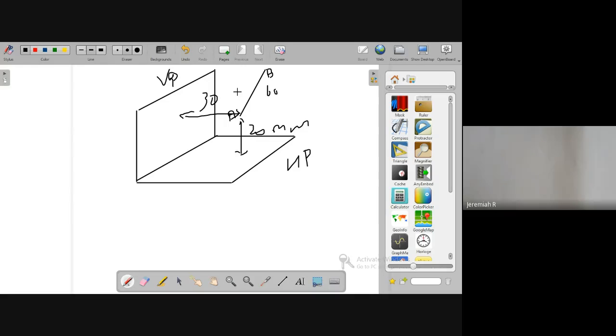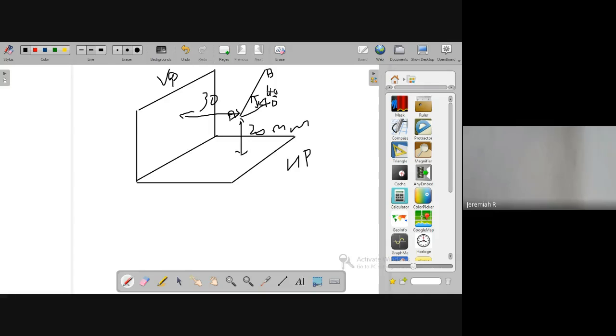And one more data is given. The line is kept inclined at 40 degrees to HP. So this is the final visualization.